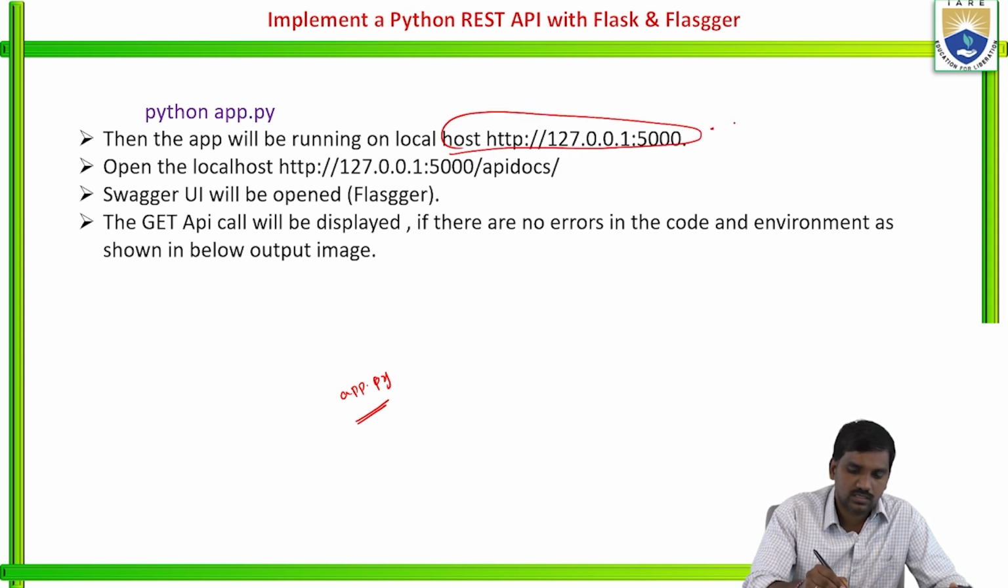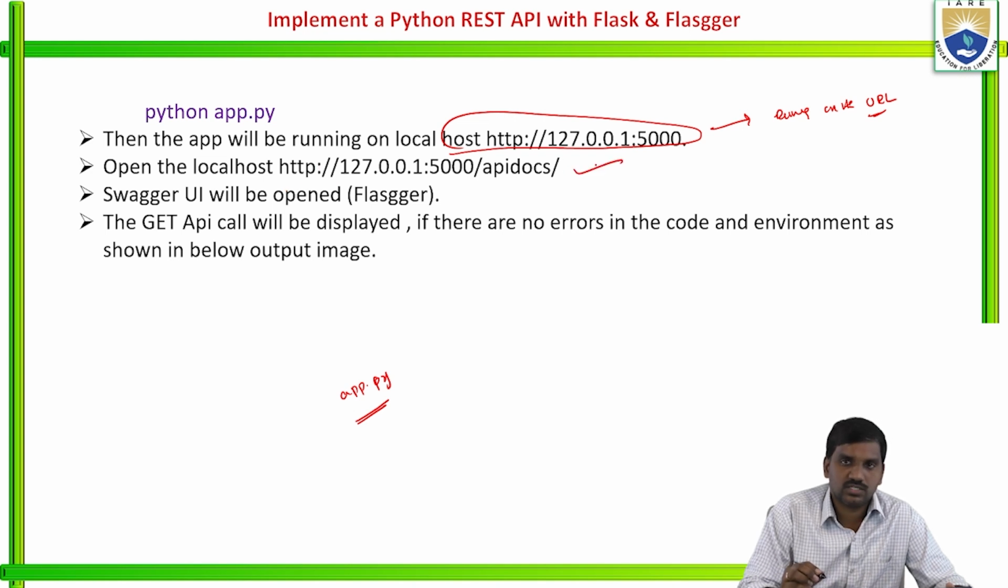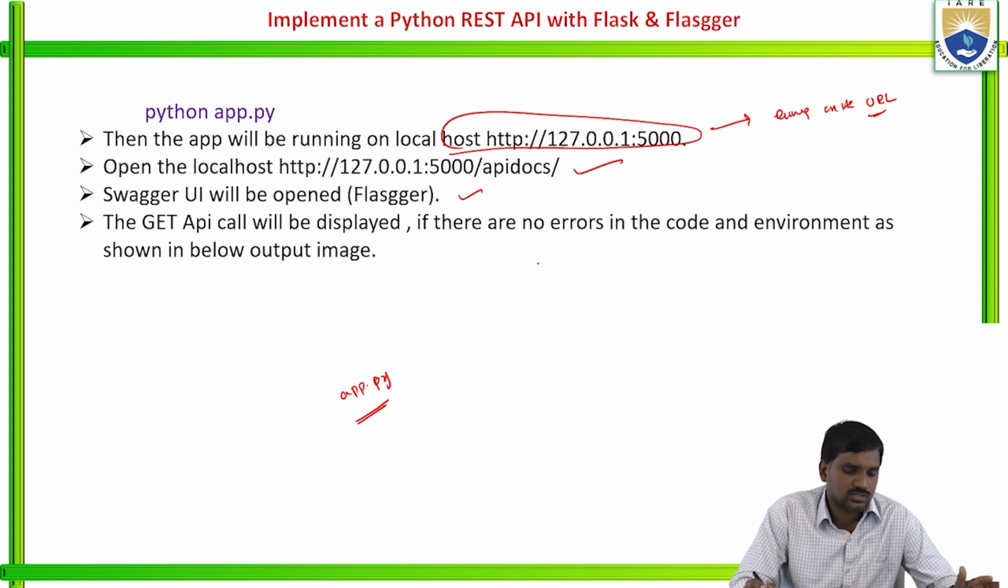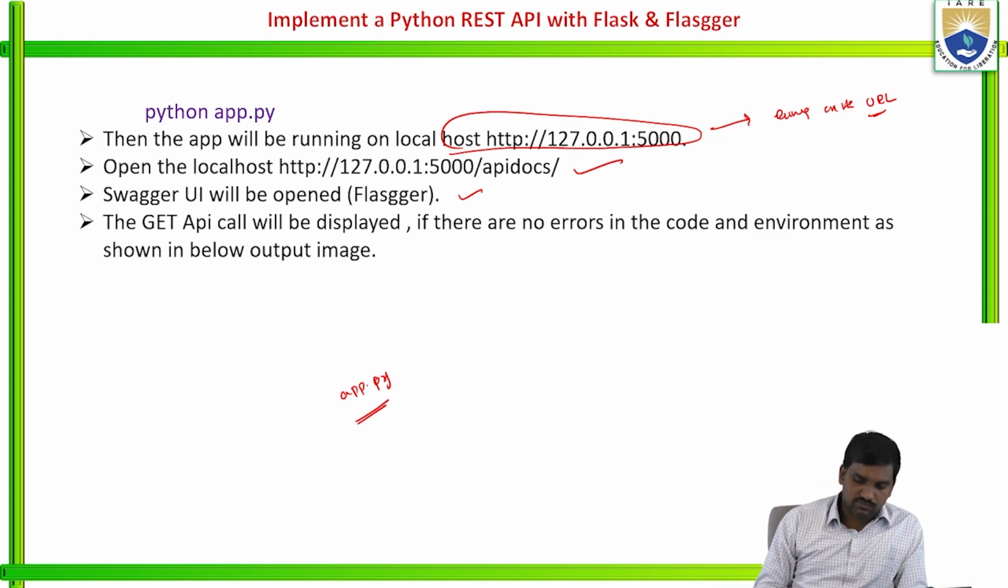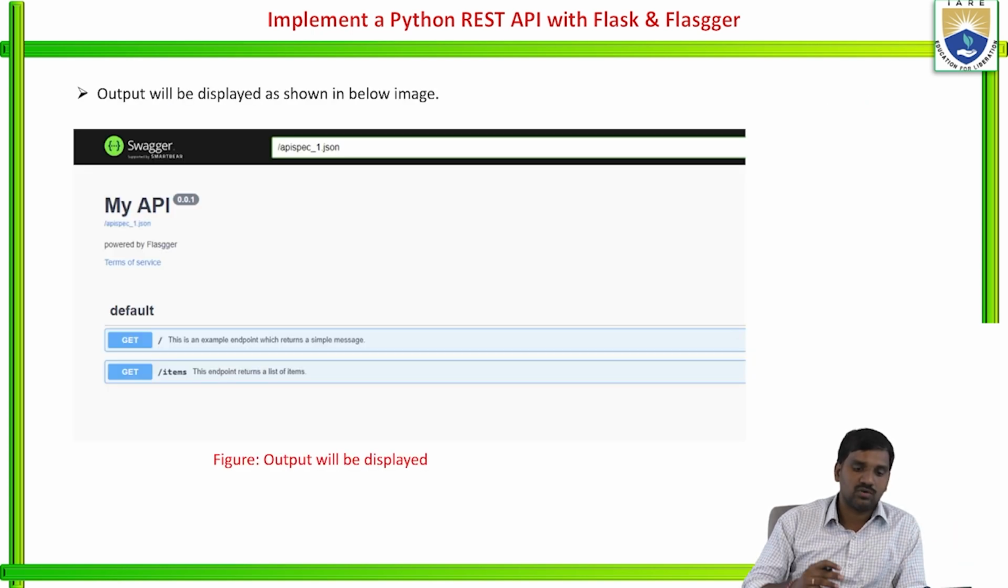So this is the URL it is running on. Next, open the localhost, that is one more URL here. So Swagger UI will be opened in Flasgger. The GET API call will be displayed if there are no errors in the code, in the environment as shown below. Mostly no errors will happen here. If everything is clear, the output will show like this. The output will be displayed in the list in the image below.